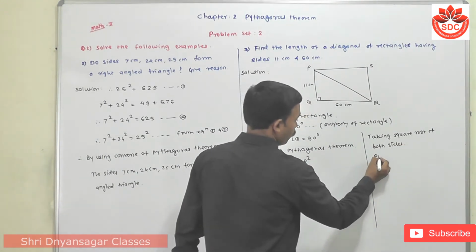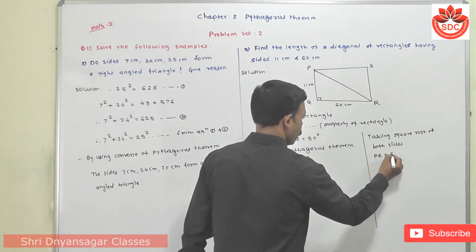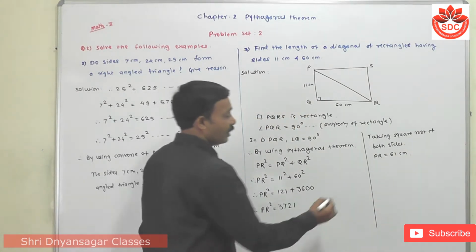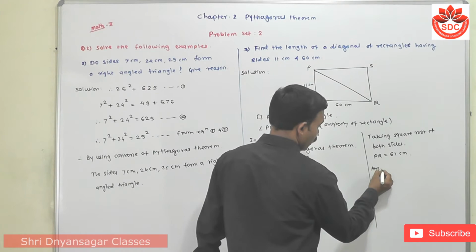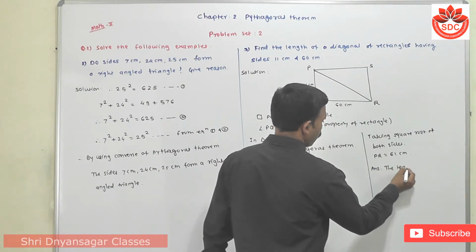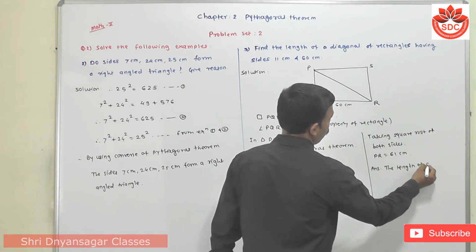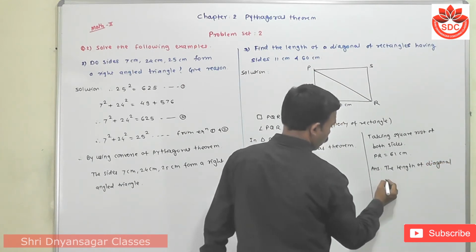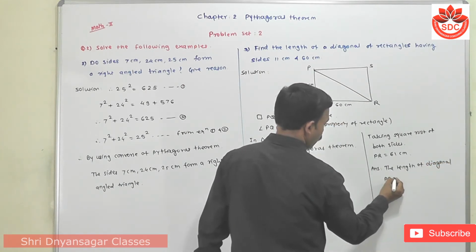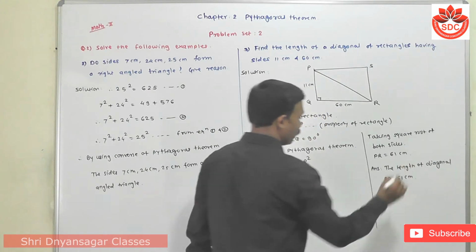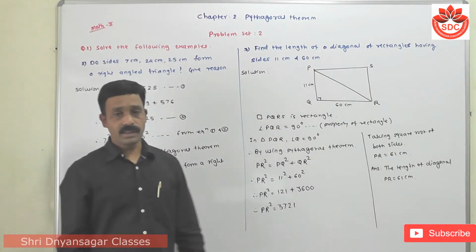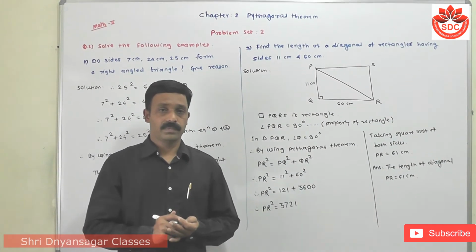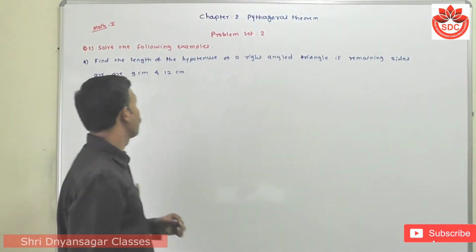PR is equal to 61 centimeter. That means the answer in a full sentence: the length of diagonal PR is equal to 61 centimeter. Can you understand this question? Okay, then we see the next question.